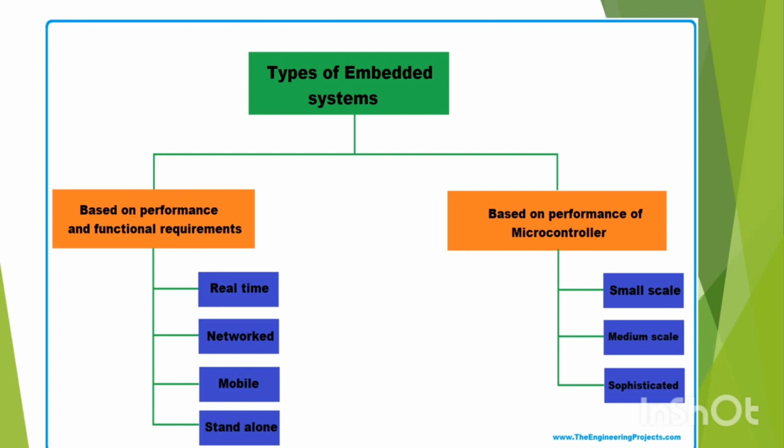We all know that real time means it basically depends on the time variations, and network means the connections between systems or transfer of messages from one signal to another, and mobile is a daily use case, and standalone is a particular system. And based on the performance of the microcontroller, there are three types: small scale, medium scale, and sophisticated. These are the main types of embedded systems.